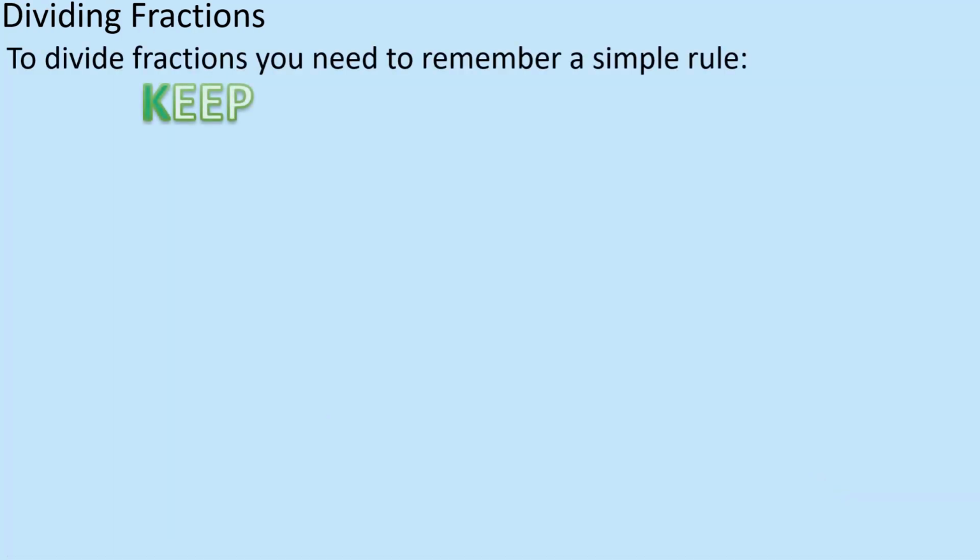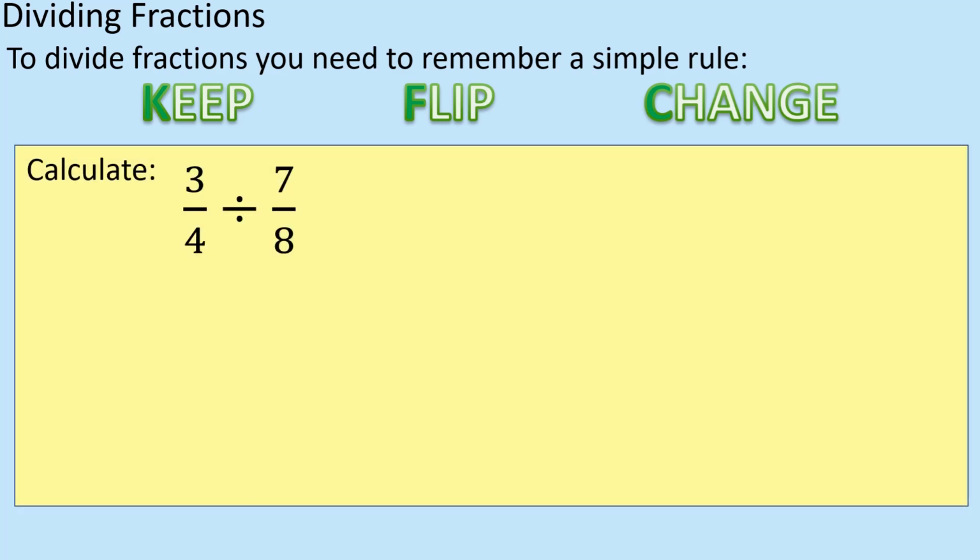All right, so dividing fractions. So the rule is, and I'm sure you will have come across this one, something called KFC. Nothing to do with the Kentucky Fried Chicken chain. It's the idea, obviously, helping you to remember that you keep the first fraction, you flip the second fraction, and you change the sign. All right, so KFC is a way of remembering how to divide fractions.